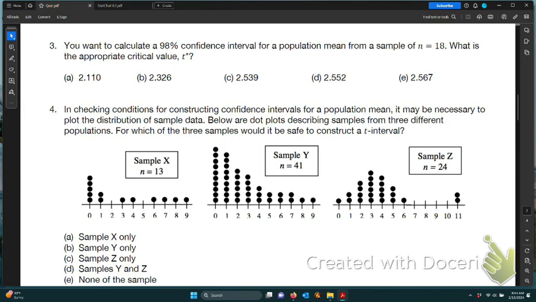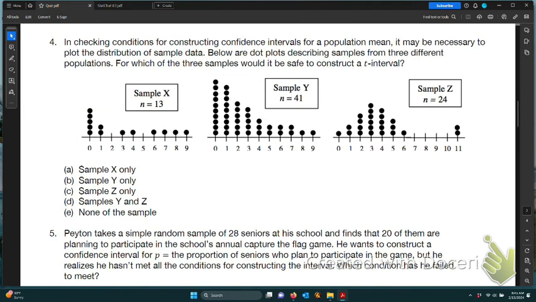Okay, 4. I need to talk to you guys about 4. It's super important. In checking conditions for constructing confidence intervals for a population mean, immediately, if I'm checking means, there are 3 conditions. What are the 3 conditions? Random, independent, and normal. It's the same 3. I was trying to trick you, but it's fine. Random, SRS, and the 10% condition.